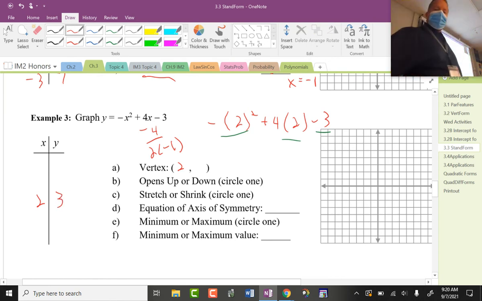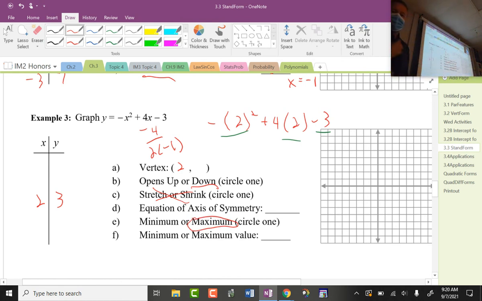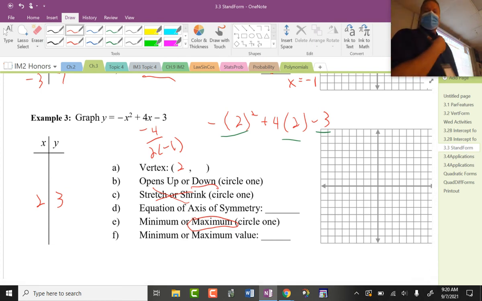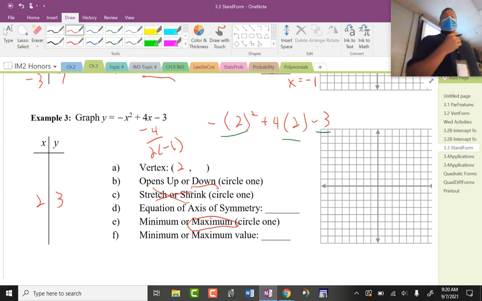We should know this. It opens down. There is no stretch or shrink. Since it opens down, we will have a maximum. So these are just things to think about, as far as how you should be thinking as you move forward. So I just want to make sure -2 plus 3 is -5. Yep.